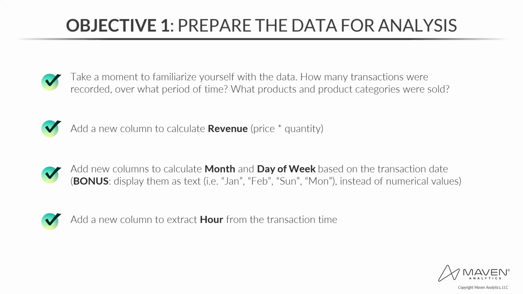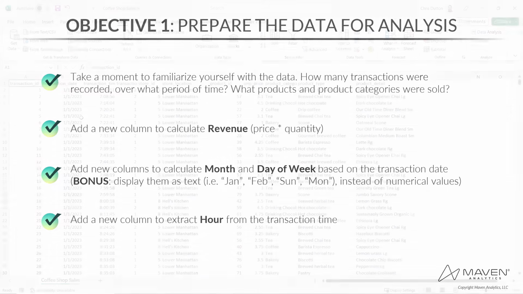All right, so let's get started with Objective 1, preparing the data for analysis. For this objective, you've got 4 separate tasks to address. We're going to start by getting familiar, doing some high-level data profiling, and then we're going to add some calculated columns. We're going to add a revenue field based on the price and quantity, and then we're going to do some date and time parts to pull out things like the month, the day of the week, and the hour of the day from our transaction date and transaction time columns. So without further ado, let's jump into Excel and give this a shot.